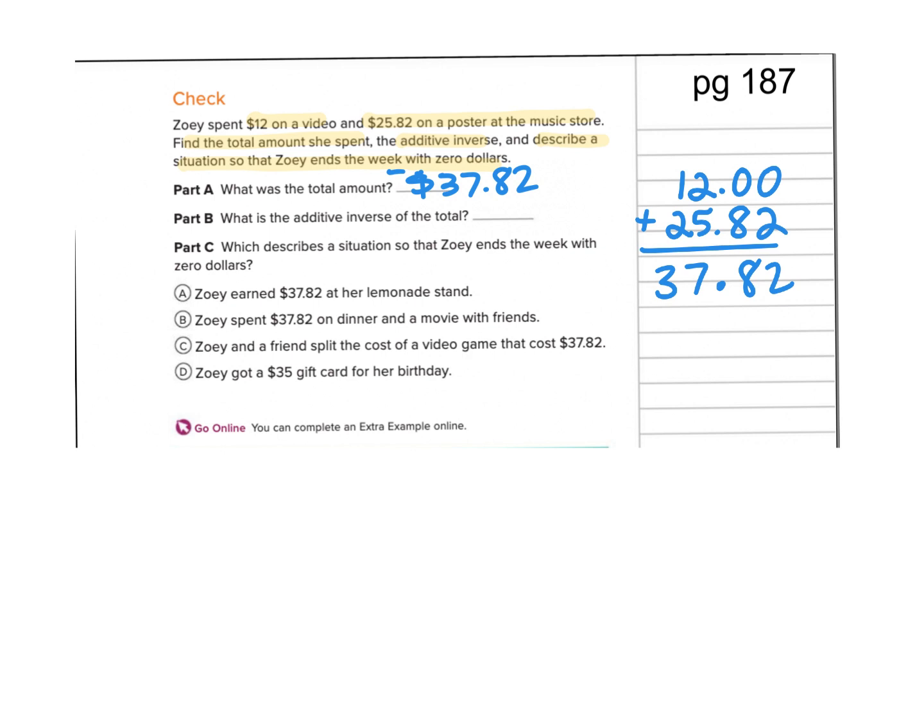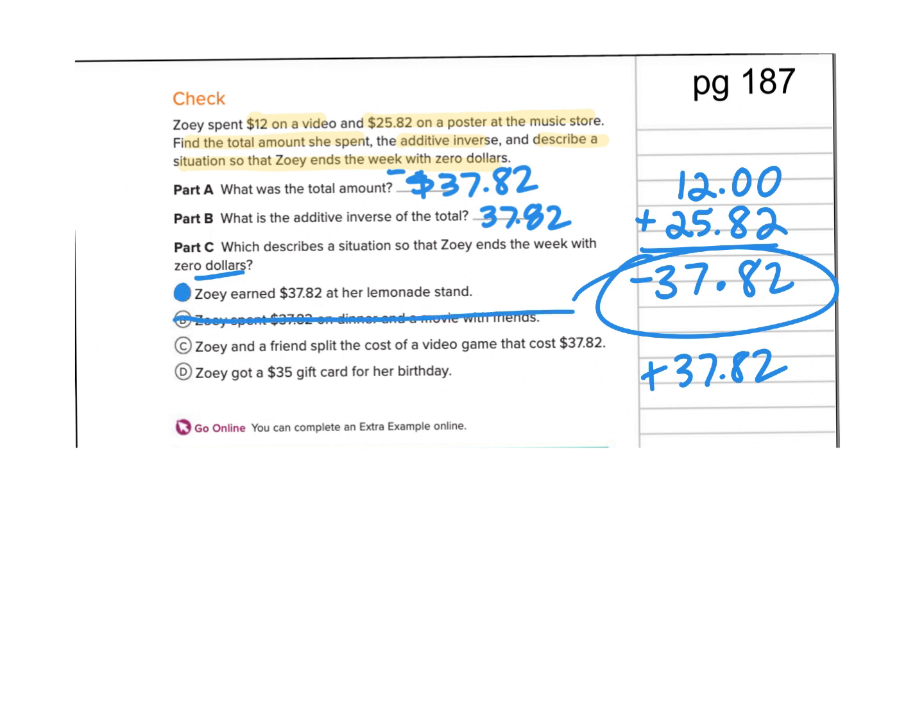All right, now what's the additive inverse of the total? Well, if she spent $37.82, the inverse would be positive $37.82. Now, I want to know what describes the situations that she could end with $0. Right now she's in the hole $37.82. She spent it. She needs to earn $37.82 to get her to 0. So it looks like part A is where she would earn that. It cannot be B because she's spending money. This one, she's spending money. If she got a $35 gift card, that would be earning, but it's not enough to get you to 0. So that one's also not correct.